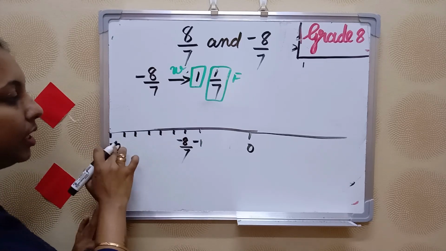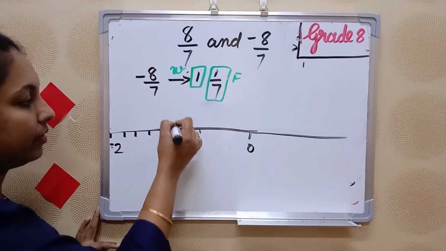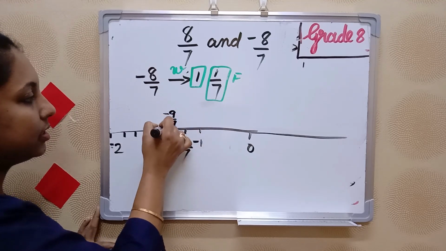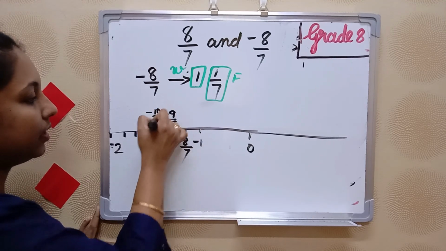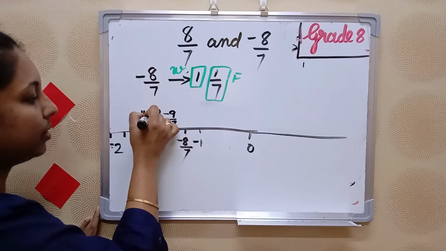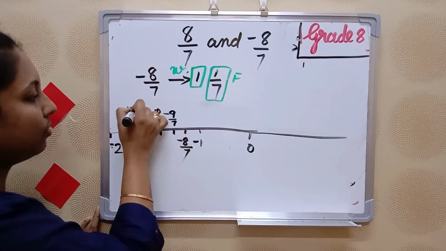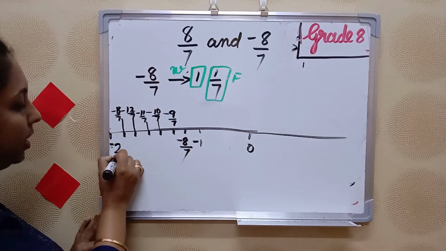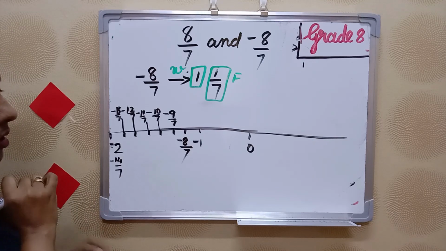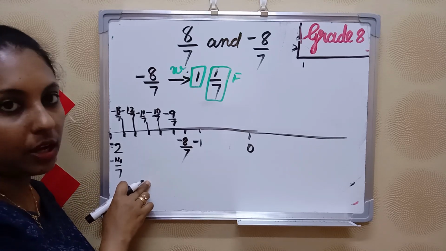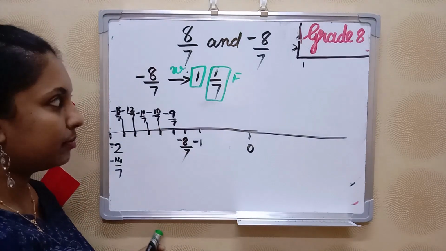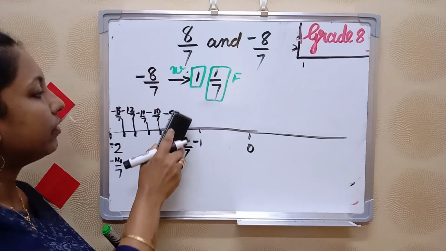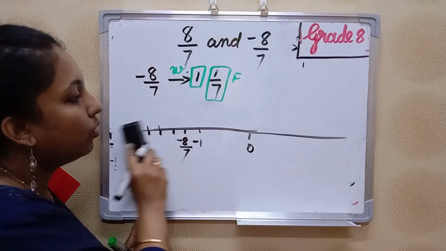So what about other numbers? This is minus 8 by 7. So this part is minus 9 by 7. This part is minus 10 by 7. This is minus 11 by 7. This is minus 12 by 7. This is minus 13 by 7. This is minus 14 by 7. Just for your knowledge, I have written. No need to mark this because our question is to represent 8 by 7 and minus 8 by 7 on the number line. Hope you all understood.